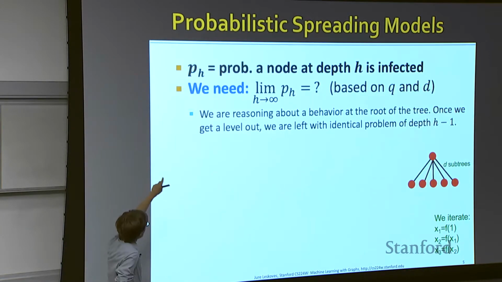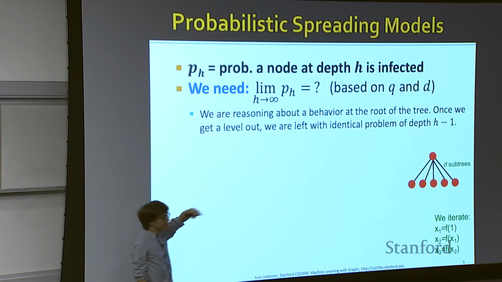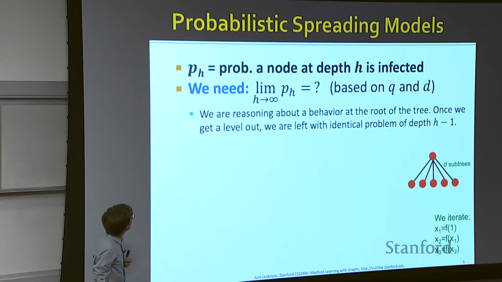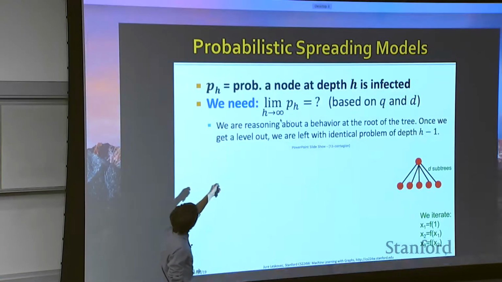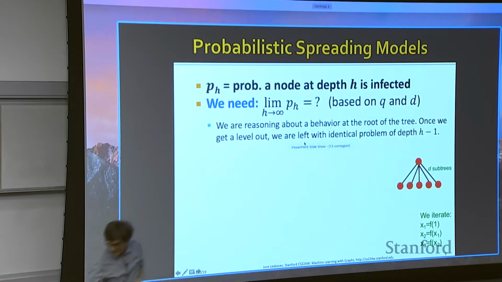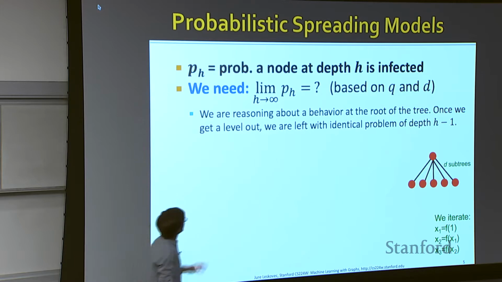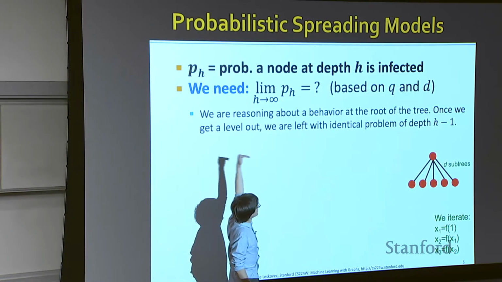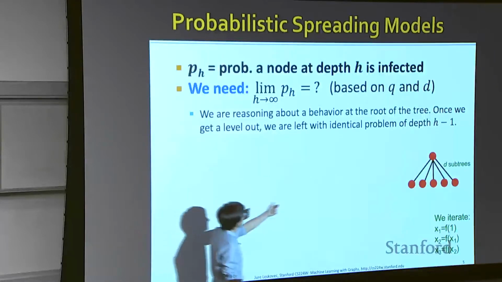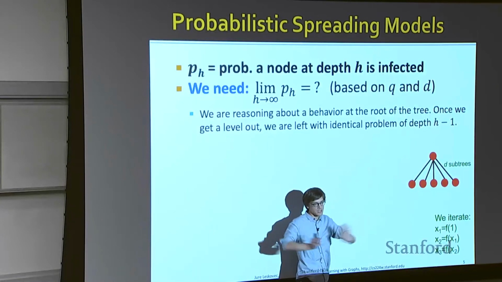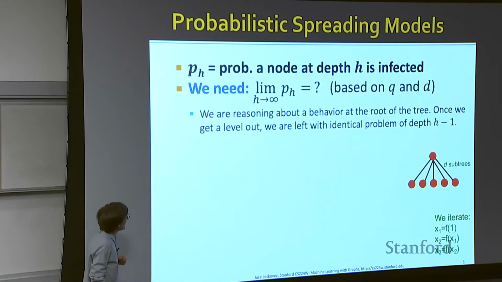So we say the P of h is the probability that a node at depth h is infected. And what we want to compute is this limit here: what happens to this P of h as h goes to infinity. This P of h is a function of two things, of Q and D. D is the fan out, Q is the infectiousness of the disease. Right?